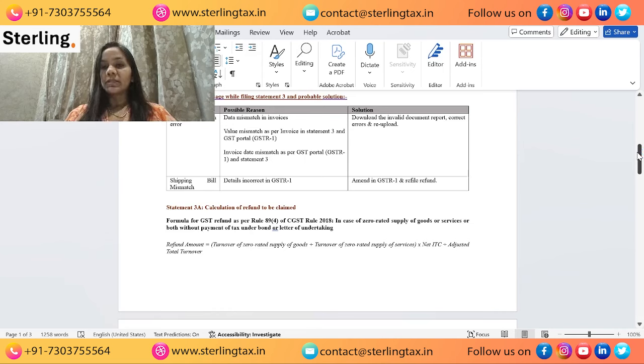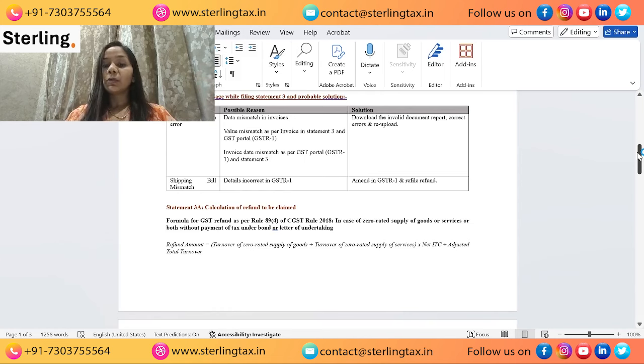First is the net input tax credit. Net input tax credit basically pertains to inputs or input services, and the turnover of zero-rated supply is, what do we mean by turnover? The net input tax credit covers the input tax credit pertaining to inputs or input services. It doesn't include the tax credit pertaining to capital goods, because we are not eligible to take the input tax credit of capital goods for a GST refund application. We are not eligible to claim the GST refund of ineligible ITC. We are not eligible to claim the GST refund of blocked input tax credit.